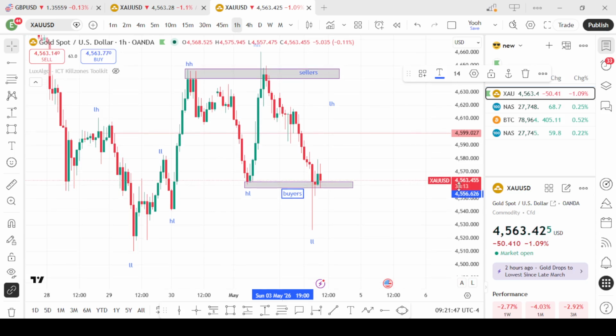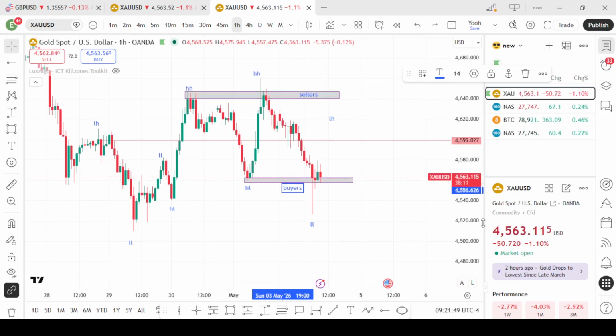So above this level, we will be buying to make a lower high. We don't expect the sellers to be overpowered by the buyers. So we are looking to make a lower high and then resume the trend. Okay.